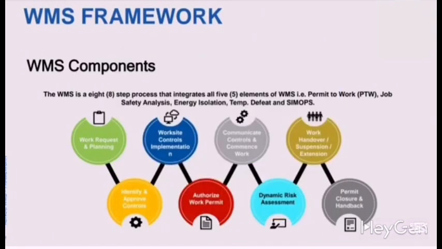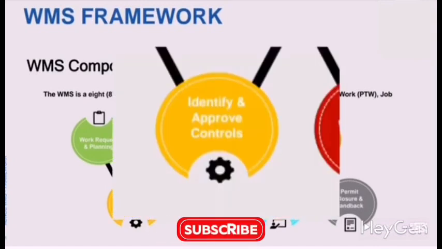Once we have completed the work planning, the next element will be identifying and approving controls. We need to determine what controls we need to manage in order to execute this work. Controls needed for task execution and isolation requirements must be identified and approved. Electric controls need approval from the electric department and process control from the shift controller or process area manager. Ensure control measures are in place before proceeding.